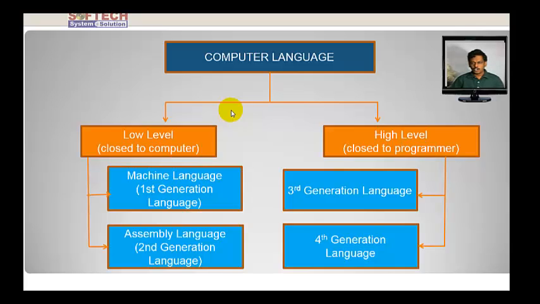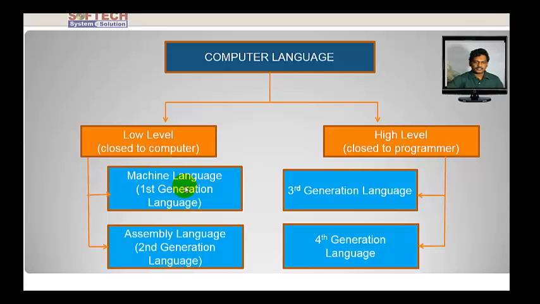Low level languages are closer to the computer, but high level languages are closer to the programmer, that is the user, closer to the human. High level languages are easy for humans. Low level languages are easily understood by the computer. Low level language is also of two types.